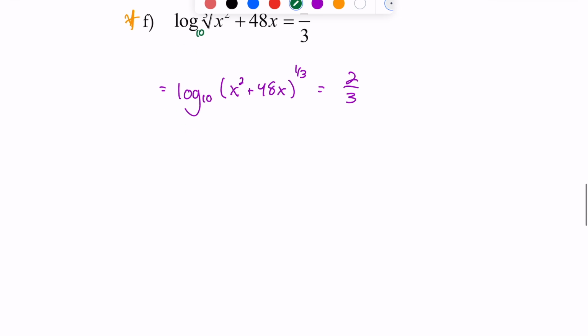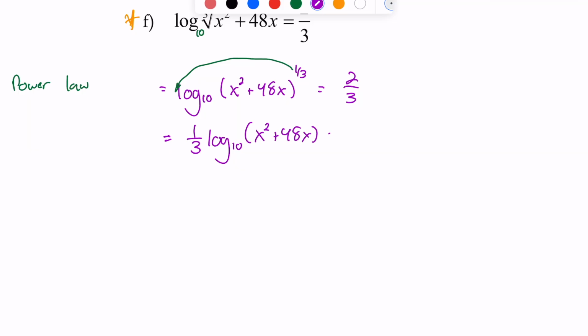I'm going to use my power law and bring this 1/3 down in front. So this is going to be written as 1/3 log base 10 of x squared plus 48x equaling 2/3. And why did I use that power law to bring that down? Well, I was able to see that if I brought it down, I can essentially get rid of these denominator 3's. Because I have a denominator 3 on both sides, or mathematically it's like me saying, hey, take both sides and multiply by 3. I can cancel them out, okay?